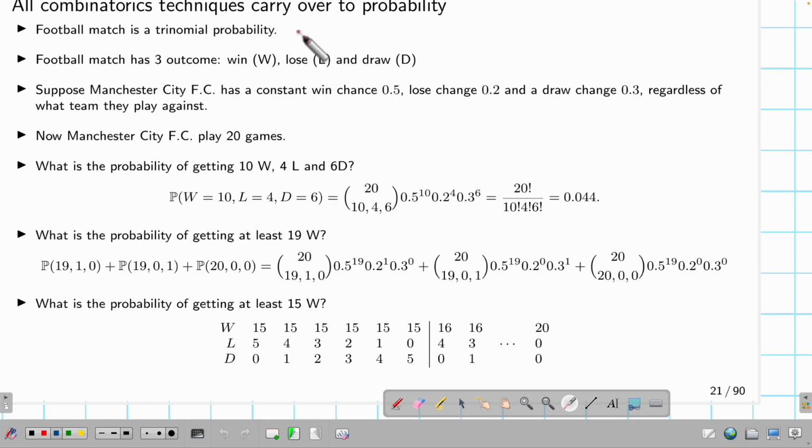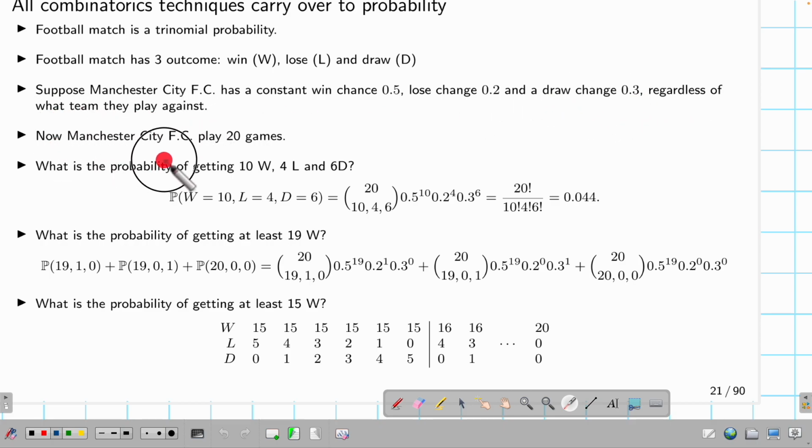So now what about trinomial? Well, actually a football match is a trinomial probability. For football, you have 3 outcomes. That is, you win a match, you lose a match, or you have a draw, okay? So suppose Manchester FC has a constant win rate of 0.5, a constant lose rate of 0.2, and a constant draw rate of 0.3, regardless of what team they play against.